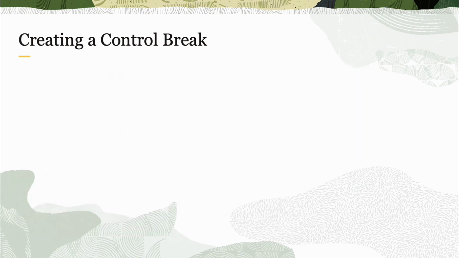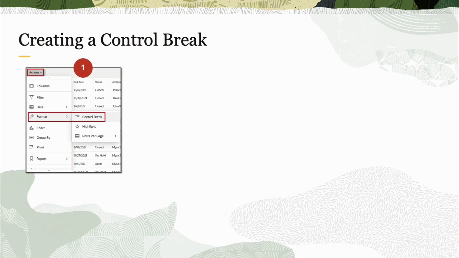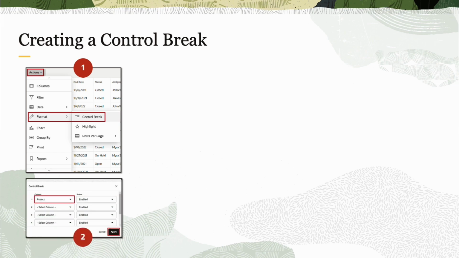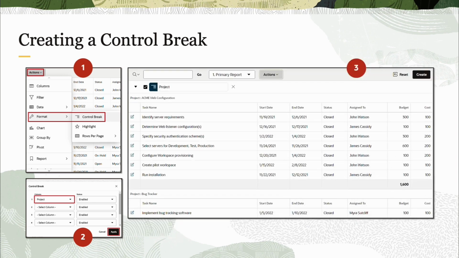End users can group one or several columns available in interactive report using the control break option available under Actions menu under Format submenu. On clicking on the control break option, the control break dialog box appears. Here, you can select the columns and enable the control break option for that particular column. Once you're done, click on Apply to apply the control break settings on the underlying interactive report.